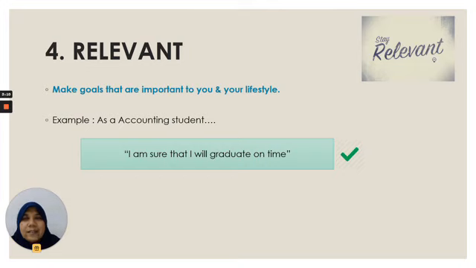The next one is relevant. Make the goal something that is very important to you and your lifestyle. So as an accounting student, for example, I'm sure I will graduate on time. It must be relevant. It must be important for you and for your lifestyle.